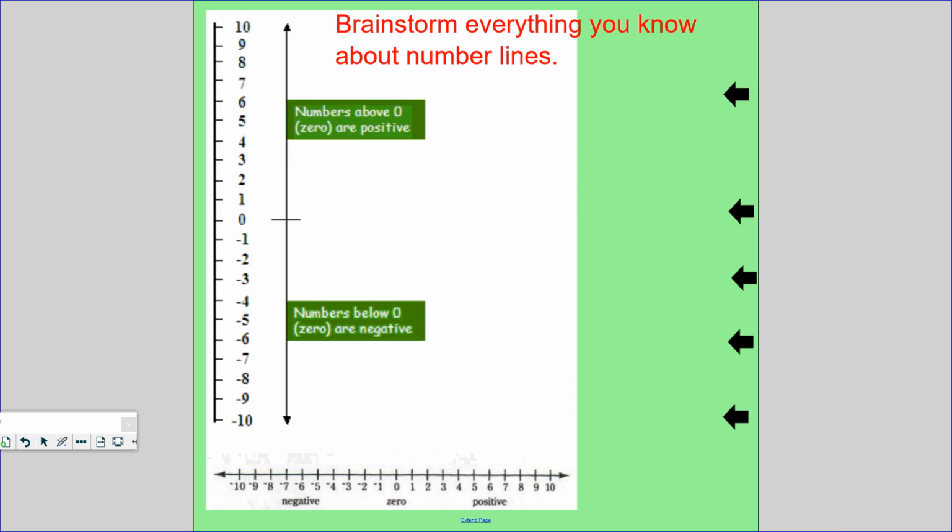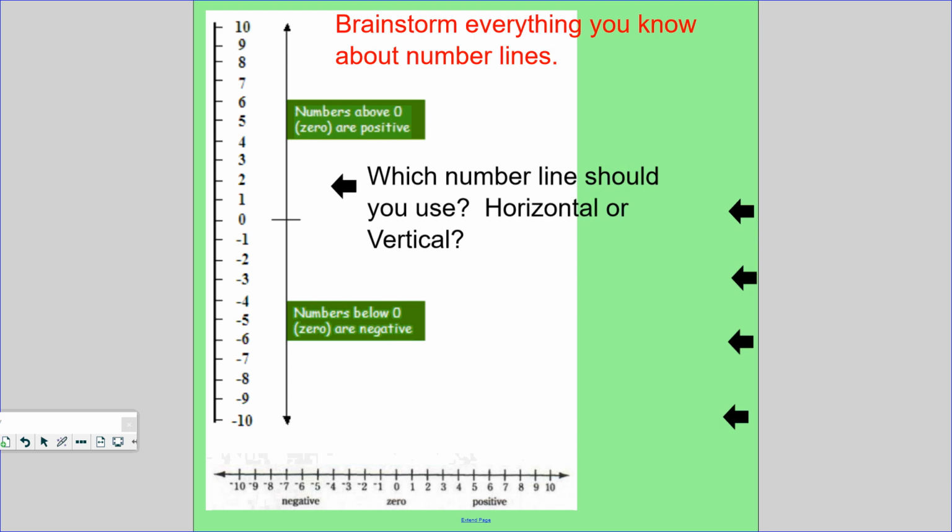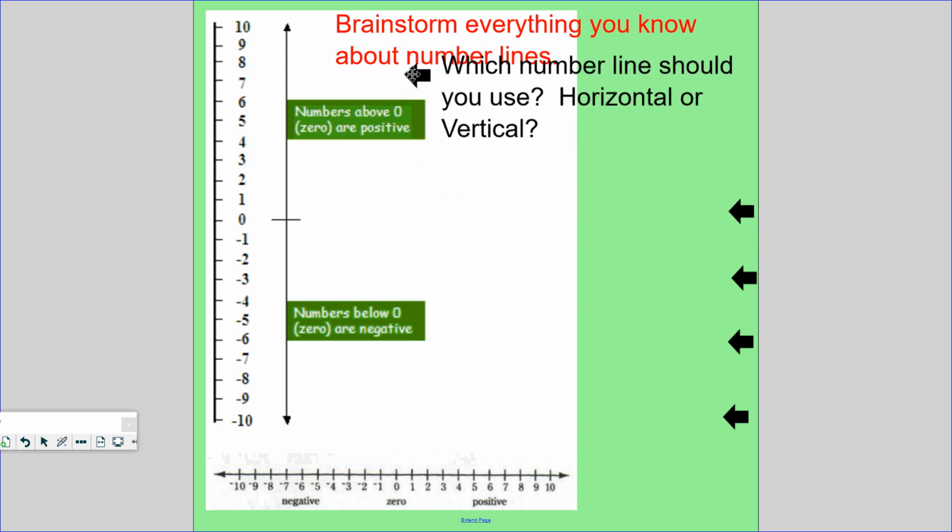All right, so now I would like you to brainstorm everything you know about number lines. As you can see, number lines could be vertical and number lines could be horizontal. Which number line should you use? It really does not matter. Both number lines are great.